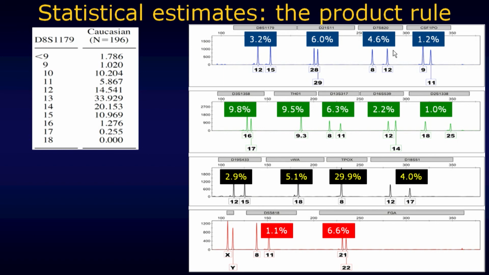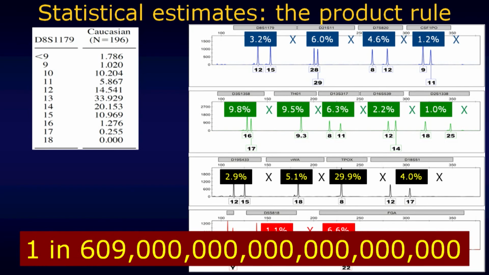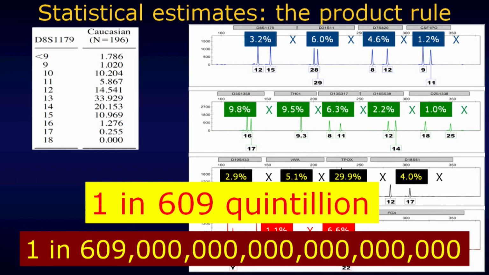And once we have all these values, remember the last step in this product rule business is we're going to multiply all of those frequencies together and look at the number that we get, right? Impressed, I hope, right? That is a big number. In fact, that's such a large number that I think it's better than talking about all the zeros, counting the zeros and so forth. Let's just put a word on it. When mathematicians talk about a number with that many zeros, they're talking about quintillions. And more specifically, that particular random match probability for this DNA profile is 1 in 609 quintillion.